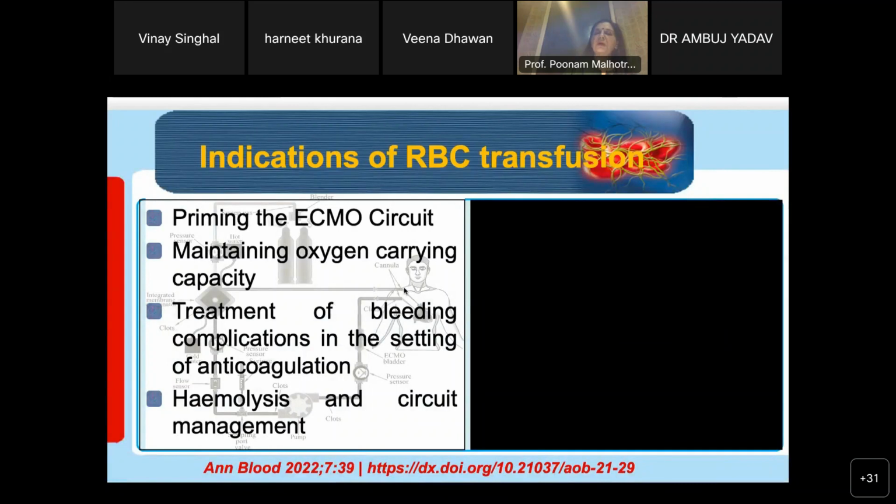So risk of hemolysis increases. There are indications of RBC transfusion when we are priming the ECMO circuit. This beautiful priming video, unfortunately, is not working because I've transferred the slide. Maintaining the oxygen capacity is very important, that the oxygenation has to be above 80-85% even on ECMO, at least above 90-95 on a VA ECMO. So when you want to maintain the oxygen delivery, enhance the saturation, you will give blood. Also, treatment of bleeding complications in different formats, and hemolysis and circuit management, especially when there are thrombi and some clots.